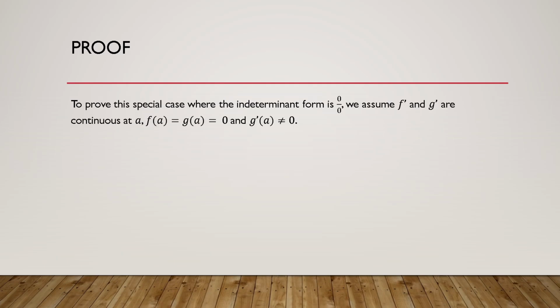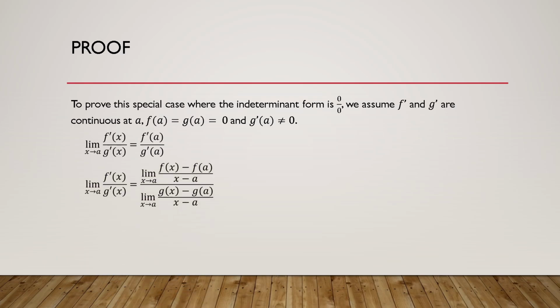To prove the special case, where the indeterminate form is 0 over 0, we assume f prime and g prime are continuous at a, f of a equals g of a, which equals 0, and g prime of a is not equal to 0. We start with the simple idea of a limit. The limit of f prime of x over g prime of x as x approaches a equals f prime of a over g prime of a.